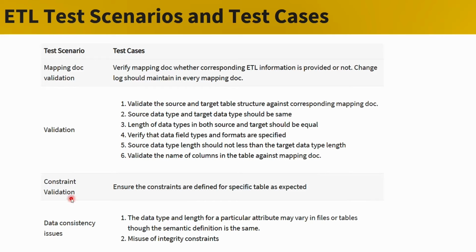And then we need to make sure about data consistency issues. In this area, you need to write test cases where the data type and the length of a particular attribute may vary in files or tables even though the semantic definition is the same. Or you can also write test cases for misuse of integrity constraints.